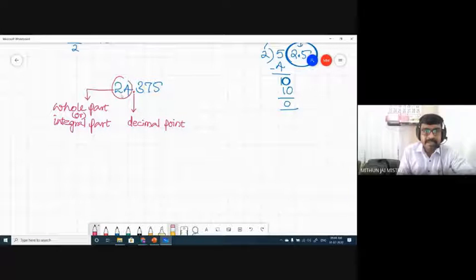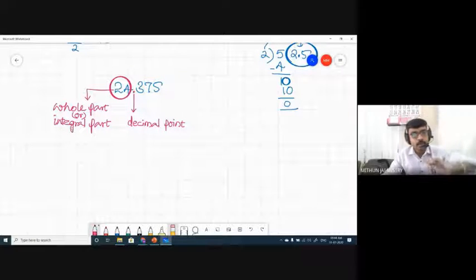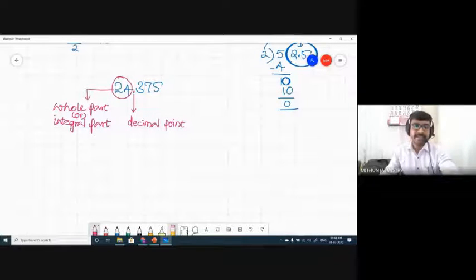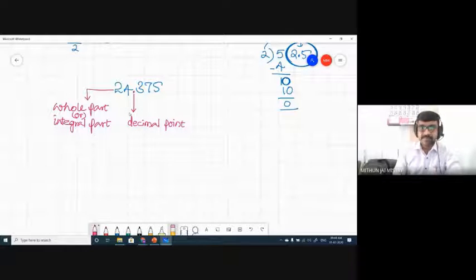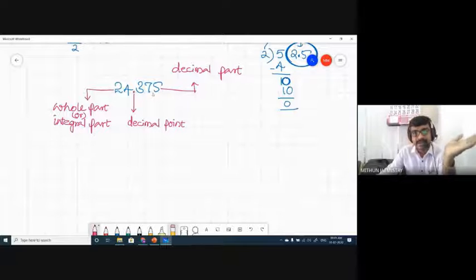So why is it called the whole part or integral part? Because this number 24 can be a whole number or it may be an integer. The adjective form of integer is integral, right? So integral part. And after this point, what we have is 375. So this 375 is called the decimal part. A decimal number will have two parts, one before the point and one after the point. Before the point we have the whole part or integral part, and after the point we have the decimal part.